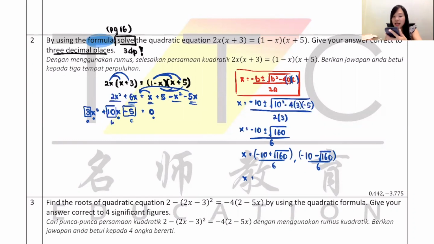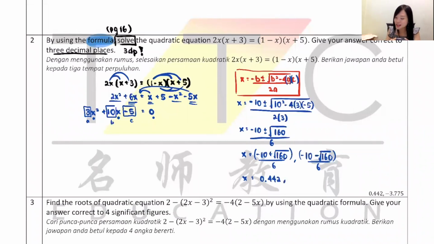So guys, do you get 0.44151844? But they want 3 decimal places. So after the dot, I will just write 3 digits. So will I write 441? No. Why no? Because it is 4415, 5 onwards, isn't it? We round up the 1. Do you get 0.442?